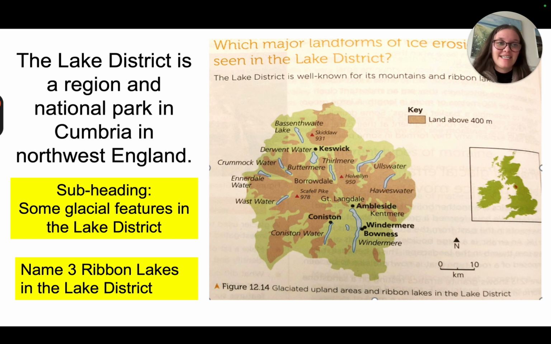So you can write this subheading for me please. So some glacial features in the Lake District. Your first task is to name 3 different ribbon lakes in the Lake District. We'll have looked at this last lesson with glacial deposition and how that has formed, erosion has led to the formation of these ribbon lakes. So I would like you to name 3. You might have already heard of these before, so Buttermere Lake, Thirlmere Lake, Windermere, Ullswater you might have heard of. These are all what we call ribbon lakes in the Lake District.